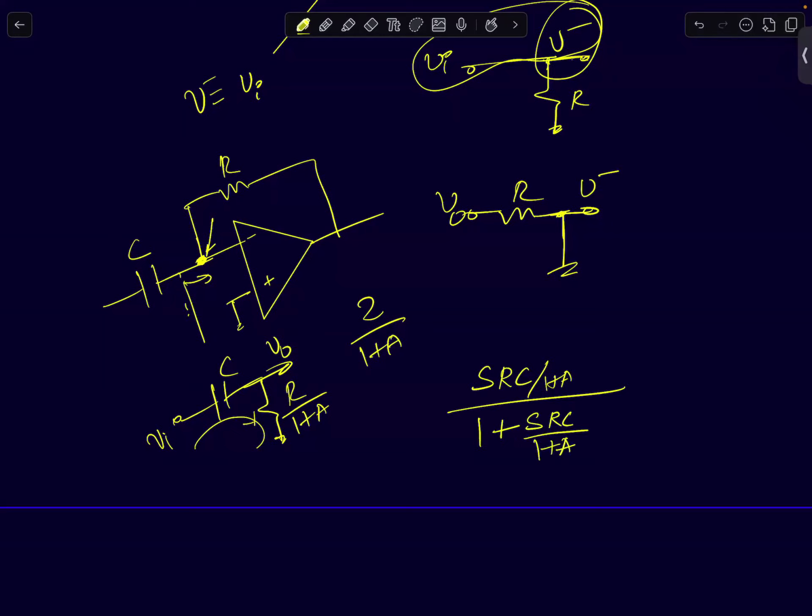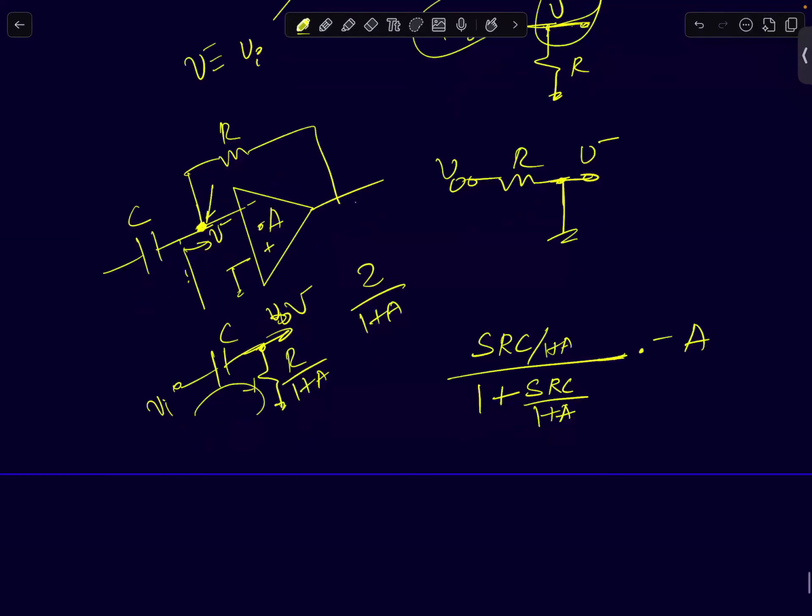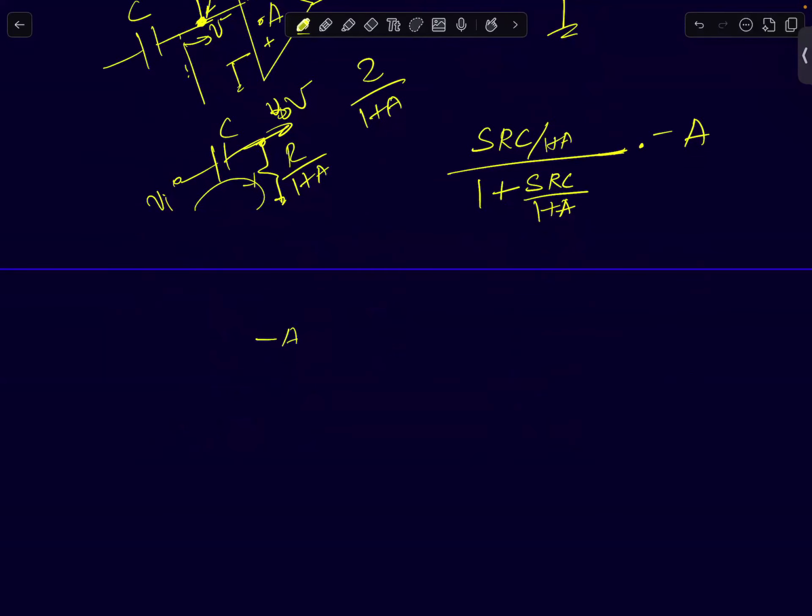This gets multiplied by minus A, right? So then you have to multiply with the gain of this amplifier. You are at this point, this is V minus. The transfer function, we have reached V minus. Then from V minus to V naught, you can multiply it by minus A. So the overall transfer function will look something like this. Minus A times SRC by 1 plus A divided by 1 plus SRC by 1 plus A.